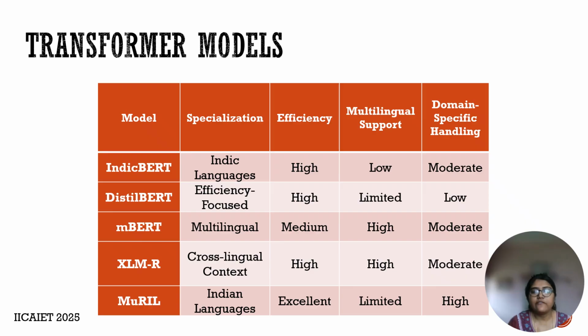So here we have selected 5 different transformer models: IndicBERT, DistilBERT, mBERT, XLM-R, and MuRIL. IndicBERT is specially designed for the Indian languages, mBERT is a multilingual version of BERT which is designed for 104 languages, and DistilBERT is a smaller and faster version of BERT which is designed for efficiency, and XLM-R is a robust cross-lingual model trained on 100 languages known for strong performance, but it is a little resource heavy, but it is more efficient and somewhat accurate.